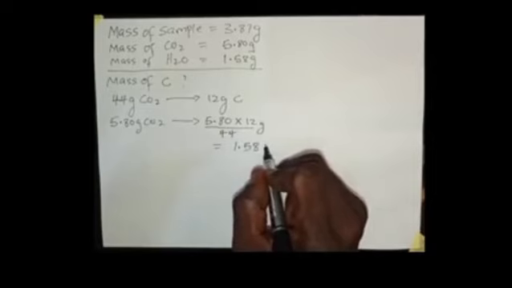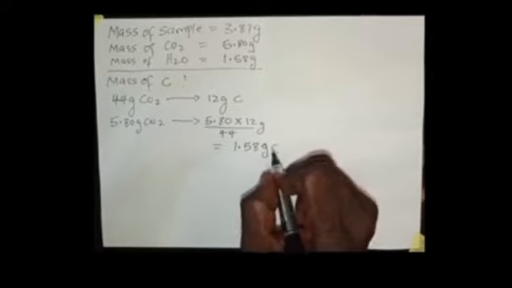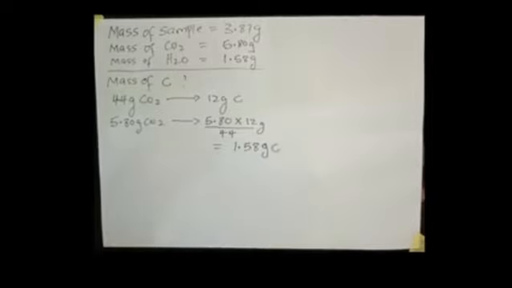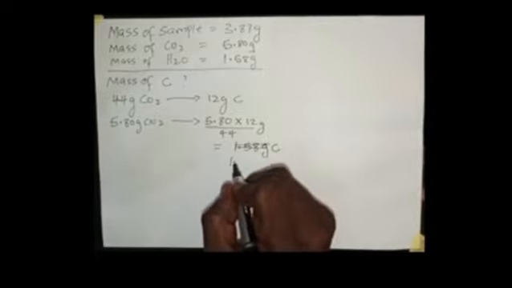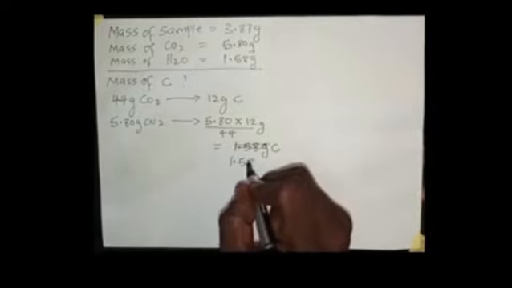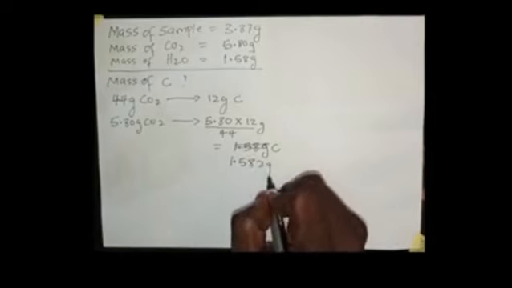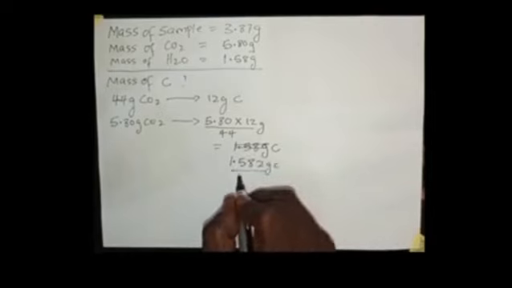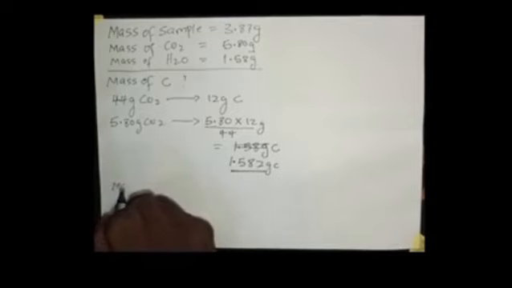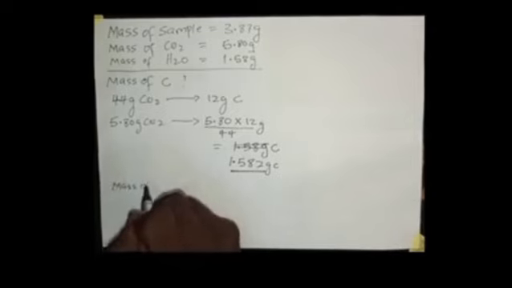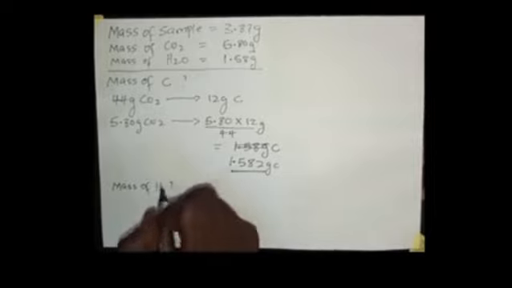1.58 grams of carbon. Okay, it seems I over approximated here, so this is going to give us 1.582 grams of carbon. So that's the mass of carbon in ascorbic acid. Now let us find the mass of hydrogen in ascorbic acid. I'm going to say mass of hydrogen in ascorbic acid.